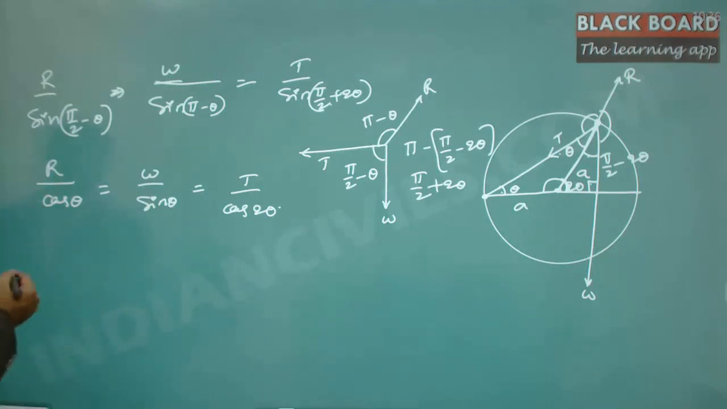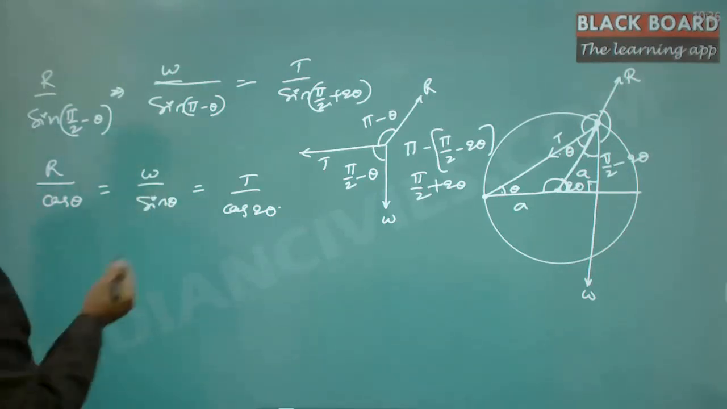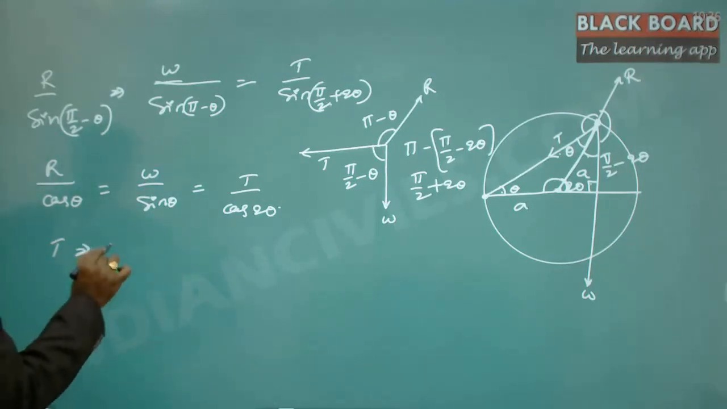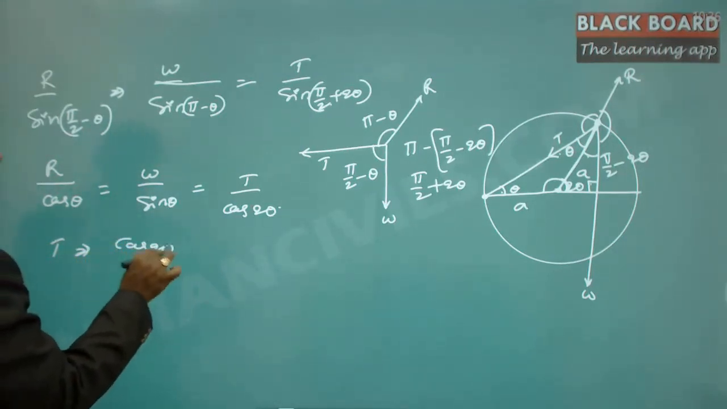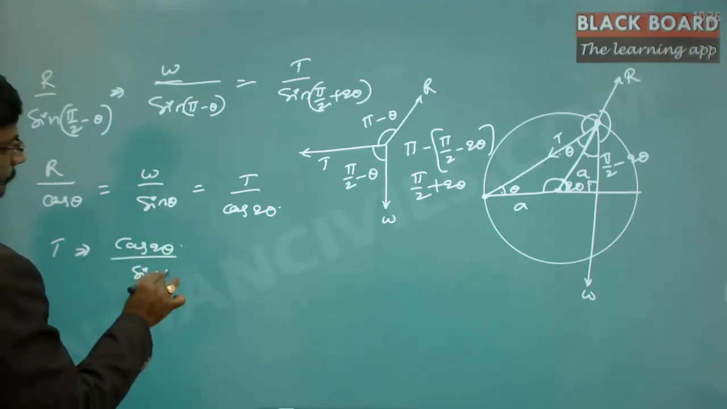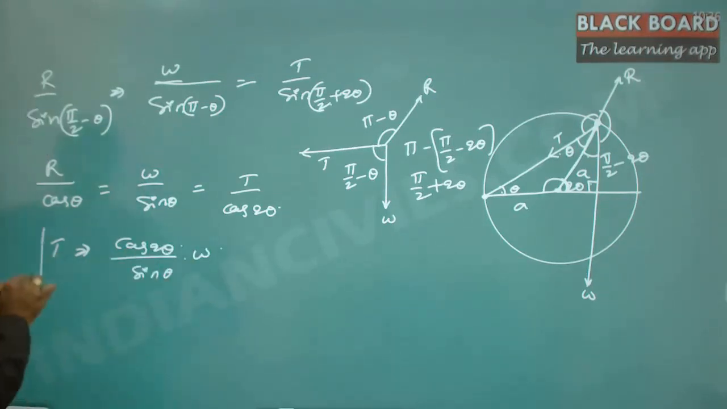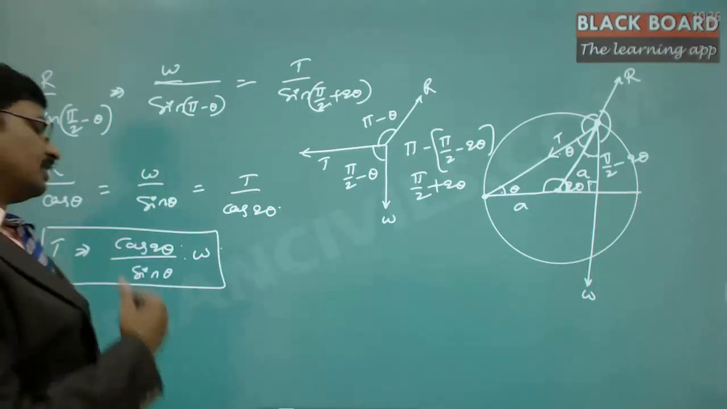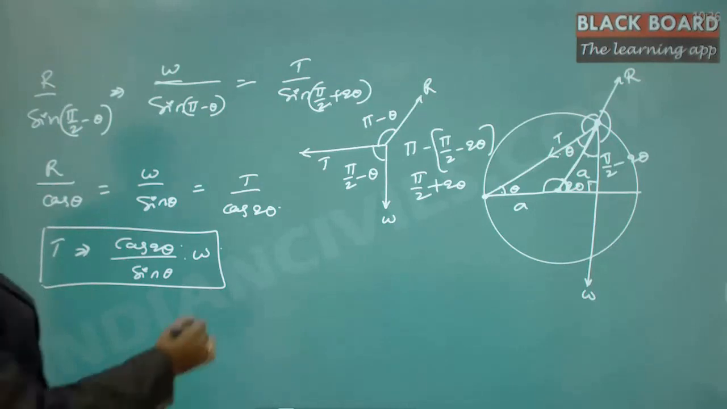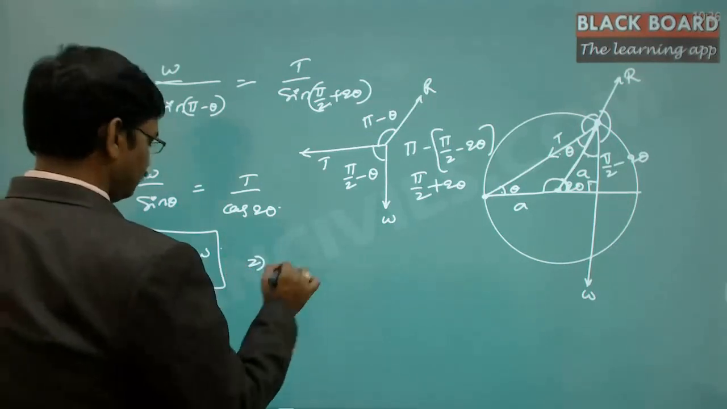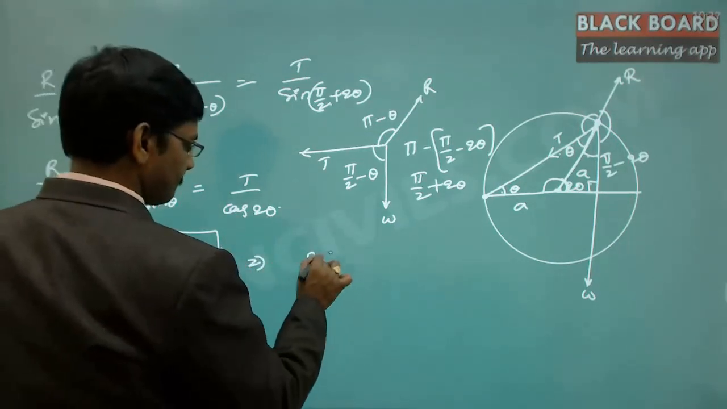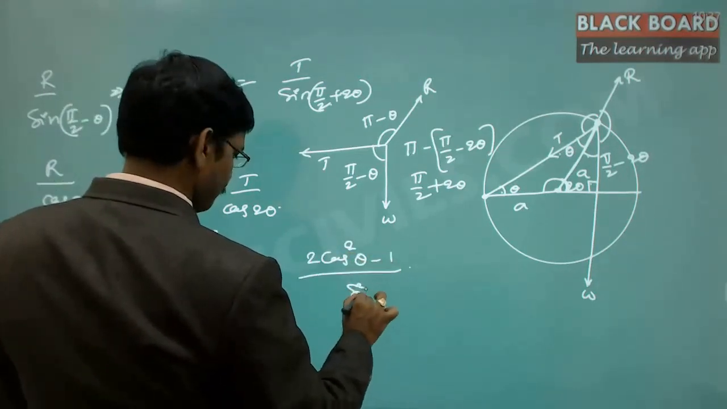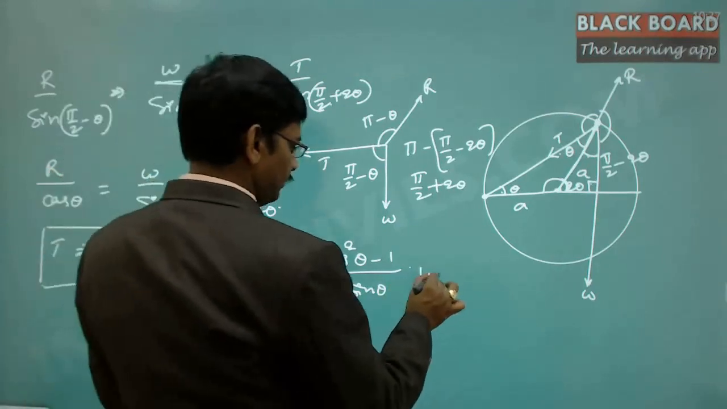Here you wanted to identify the tension in terms of W. So T is equal to cos 2 theta by sin theta into W. So this is the relation: cos 2 theta by sin theta times W. Cos 2 theta can be written as 2 cos square theta minus 1, divided by sin theta, times W.